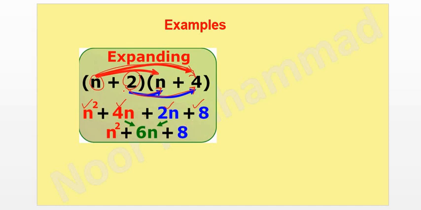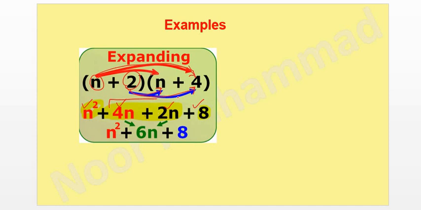Now clearly we can see that this 4n and this positive 2n can be solved together because they are like terms, right? n squared is different from this n, and this 8 is different from these because 8 is the constant term and this one has a square. But these two have the same variable n. That means we will apply the rules of addition and subtraction here and solve them together.